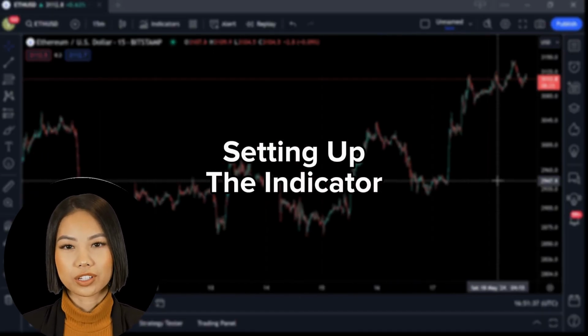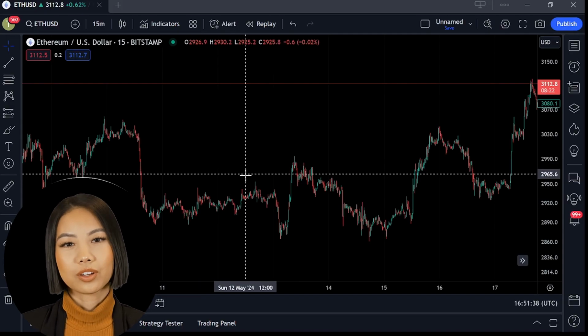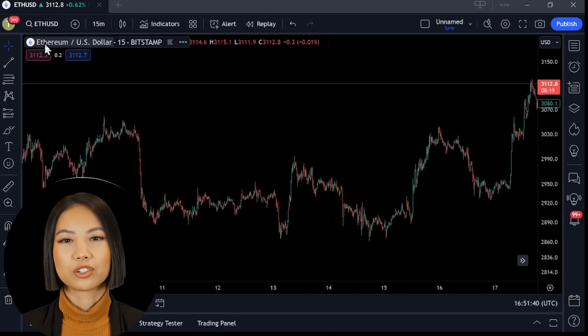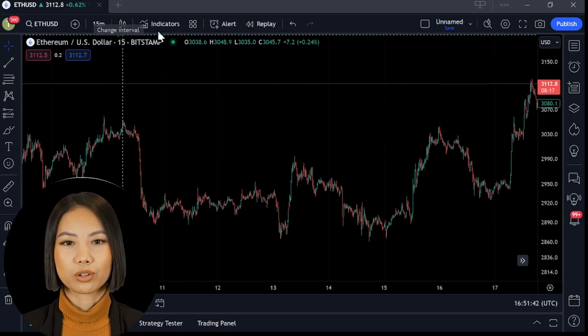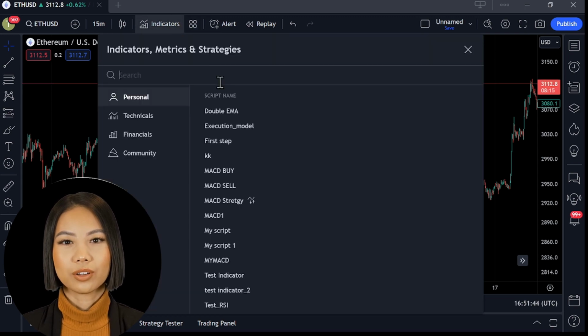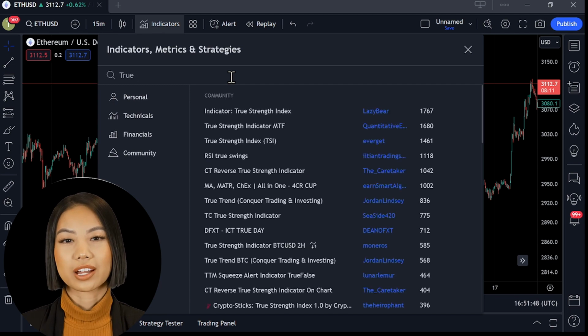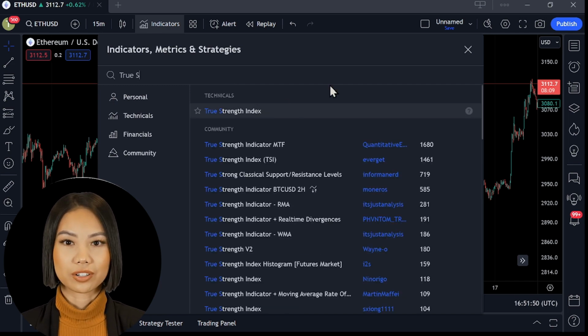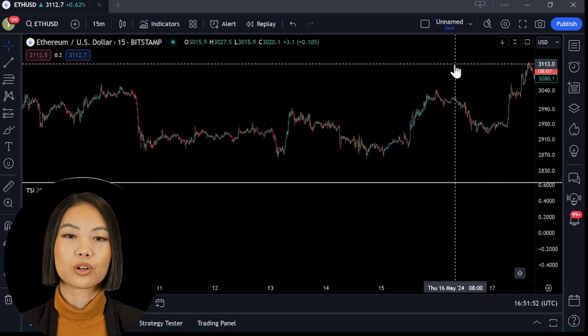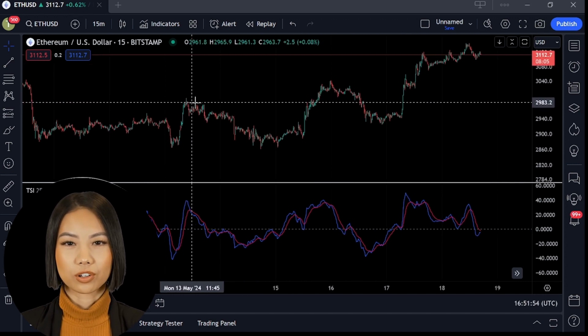Setting up the True Strength Index in TradingView. Here's how you can set up TSI in TradingView. Open TradingView and select your chart. Click on the Indicators button at the top. Type True Strength Index in the search bar and select it. The TSI indicator will now appear on your chart with default settings.